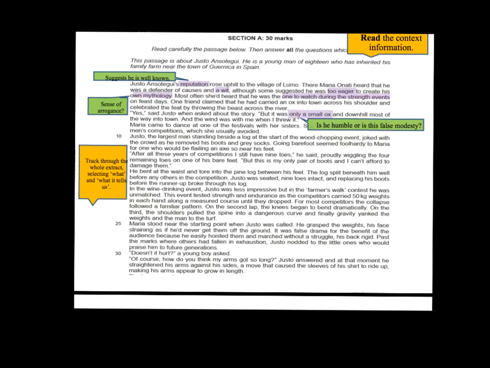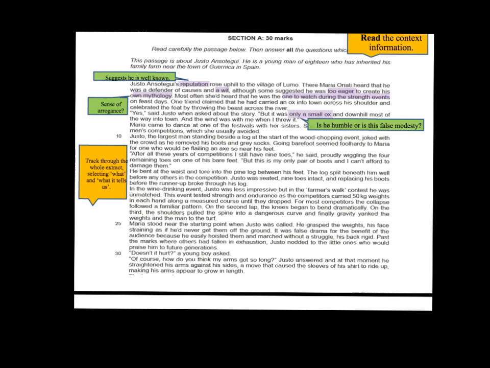Justo Anstrutegi's reputation rose uphill to the village of Lumo. There, Maria Onati heard that he was a defender of causes and a wit, although some suggested he was too eager to create his own mythology. Most often, she'd heard that he was the one to watch during the strength events on feast days. One friend claimed that he'd carried an ox into town across his shoulder and celebrated the feat by throwing the beast across the river. Yes, said Justo, when asked about the story, but it was only a small ox and downhill most of the way into town.